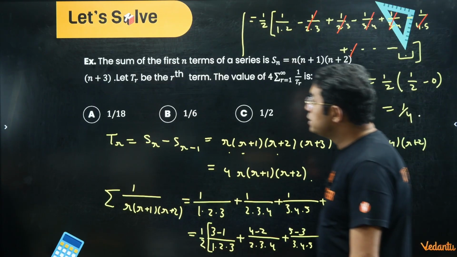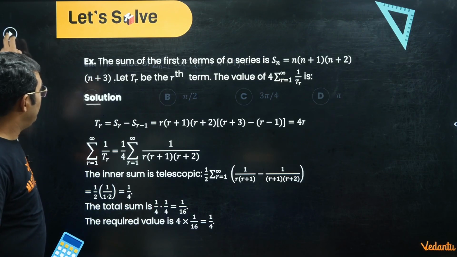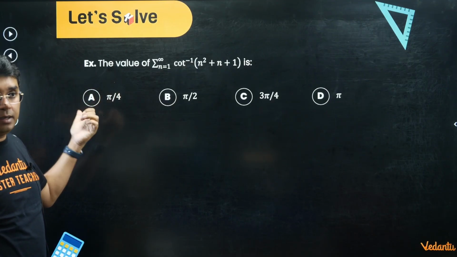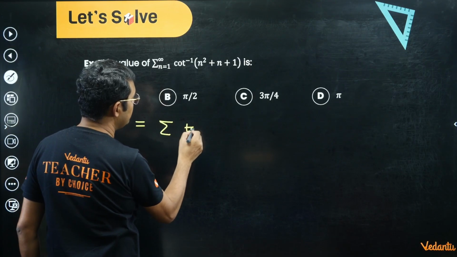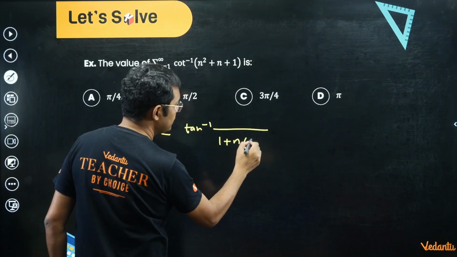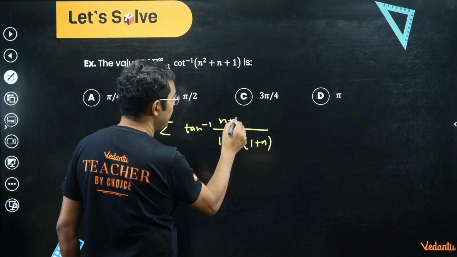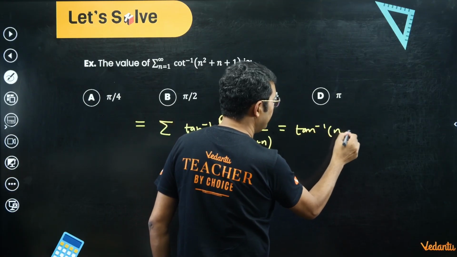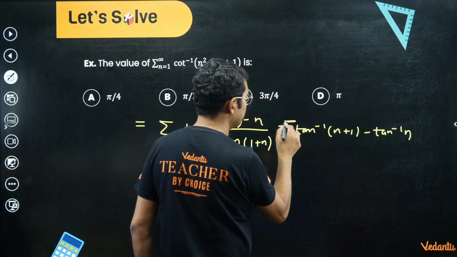Okay, so answer of this question is, let us say D. Yeah, correct. Now coming to this question, cot inverse. I think this is same question that we did as the first question, because cot inverse you can write as tan inverse 1 upon 1 plus n plus n square. Okay, and the 1 you can write as n plus 1 minus n. So this will be written as tan inverse n plus 1 minus tan inverse n, and summation of this thing.